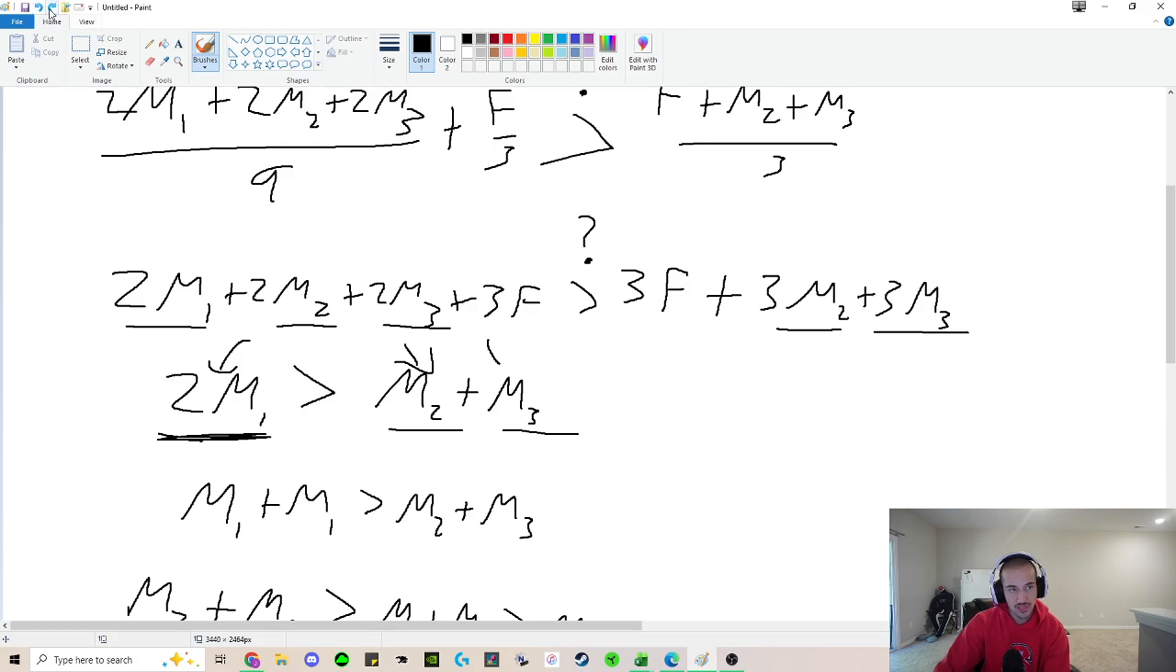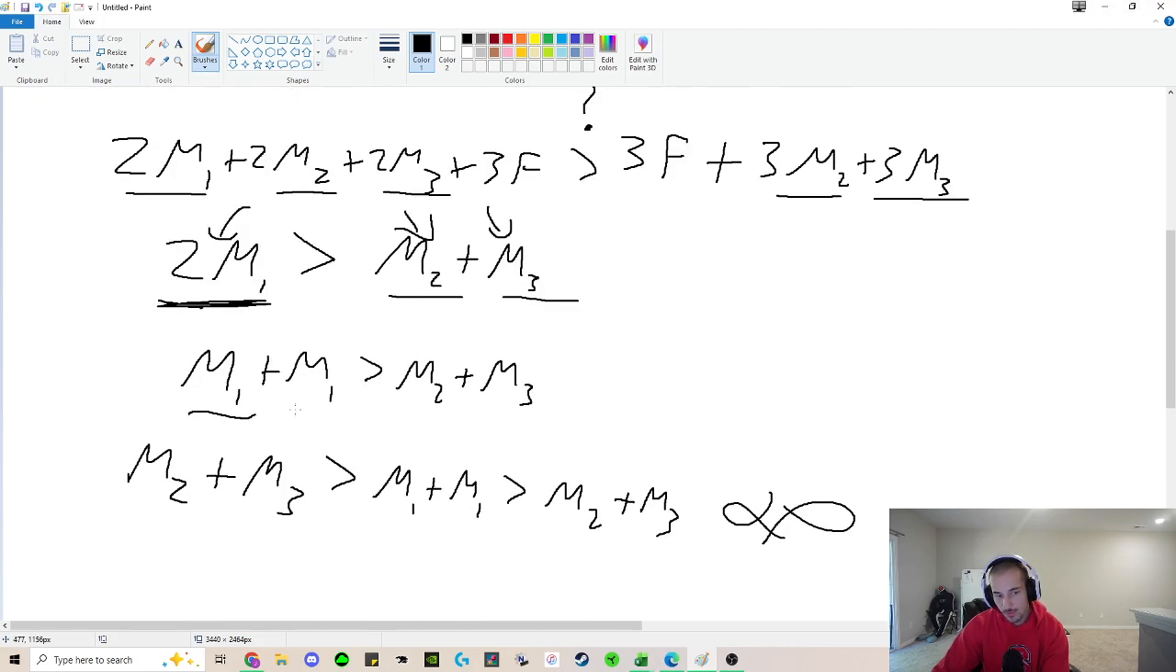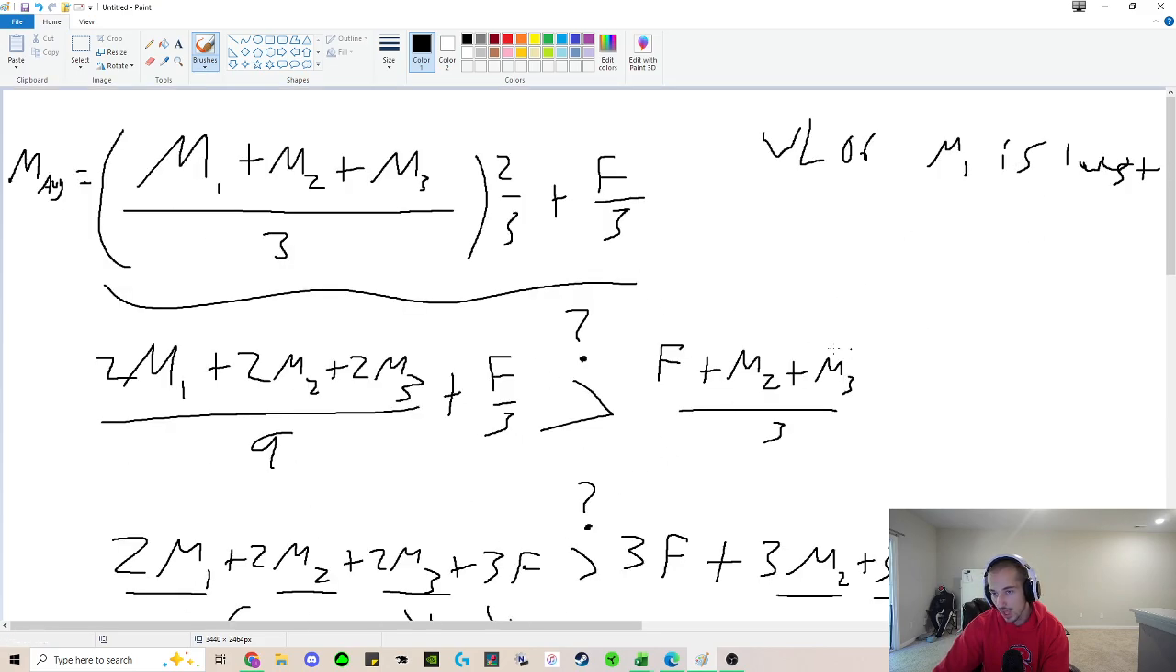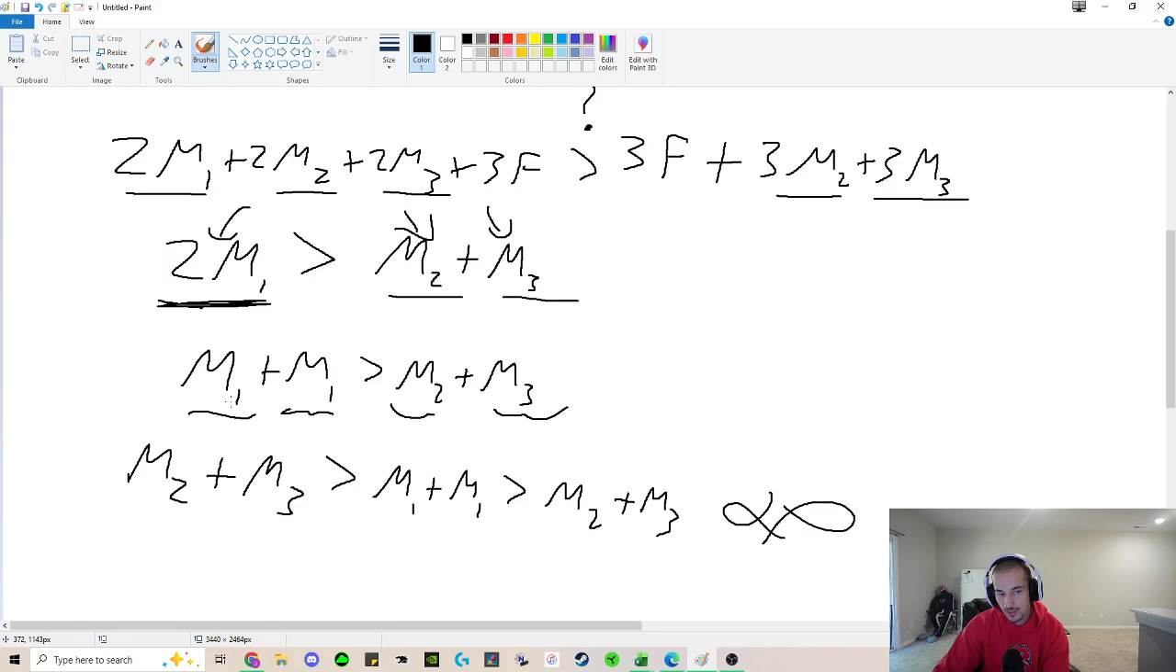And the way that we just show this is we're going to say that M1 plus M1 is greater than M2 plus M3, but we know, because M1 is the lowest, that M1 is less than or equal to M2, and M1 is less than or equal to M3. So really I should have a less than or equal to here.